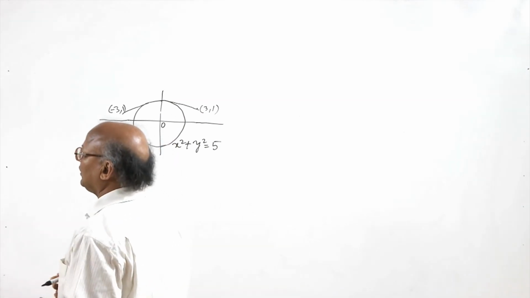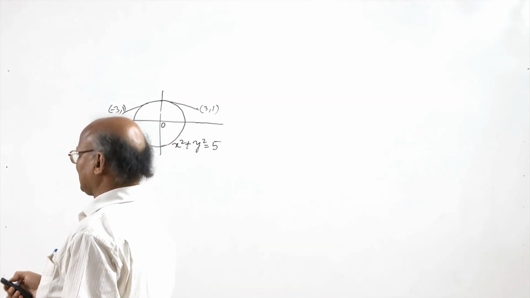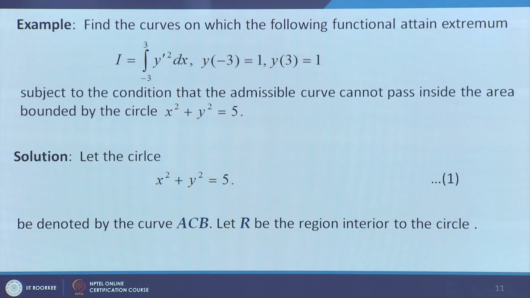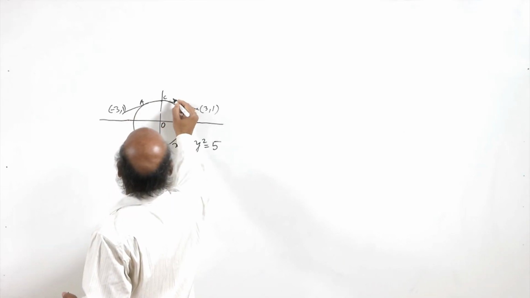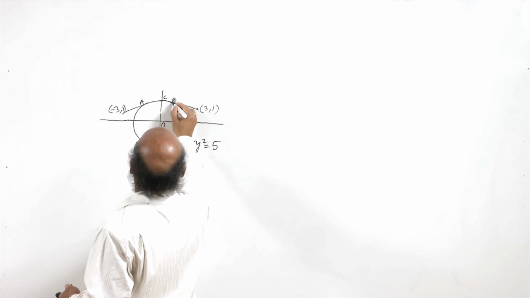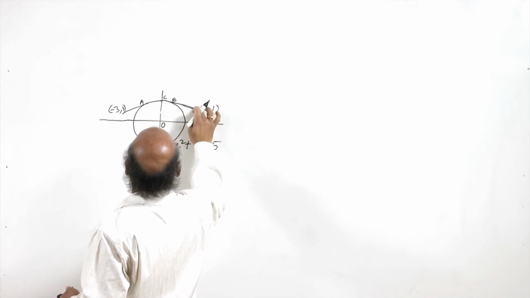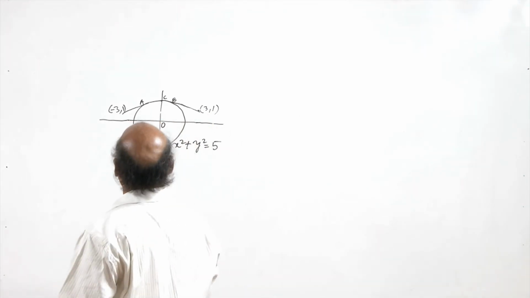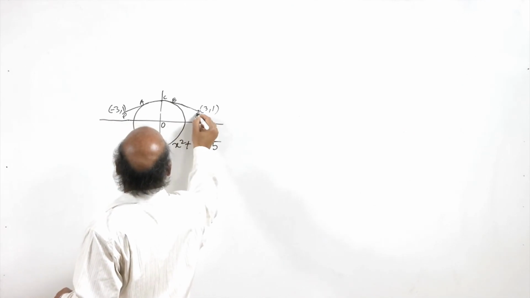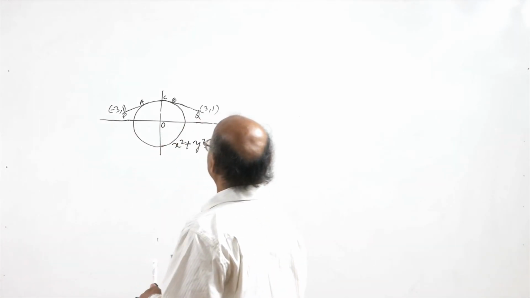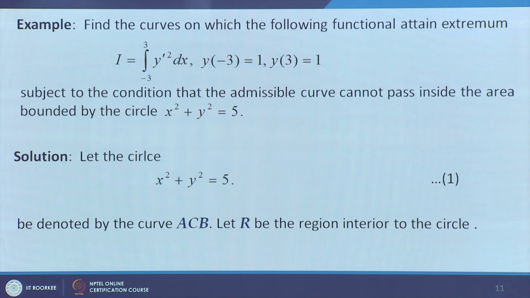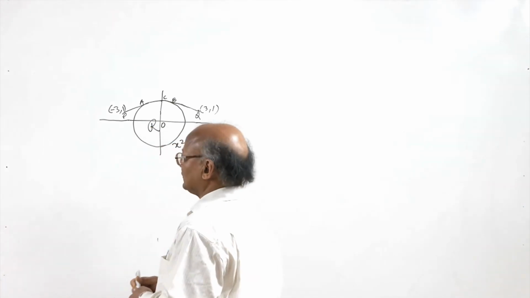like this. So, we have the circle x square plus y square equal to 5, it is denoted by the curve ACB, and let us say this is P and Q. You can see that the curve does not pass through the area, this one. Now, let us say R be the region interior to the circle.